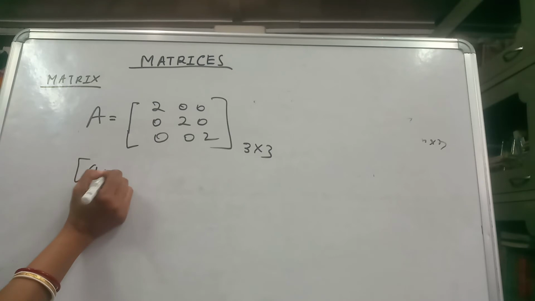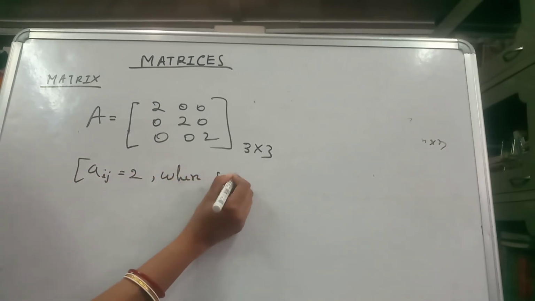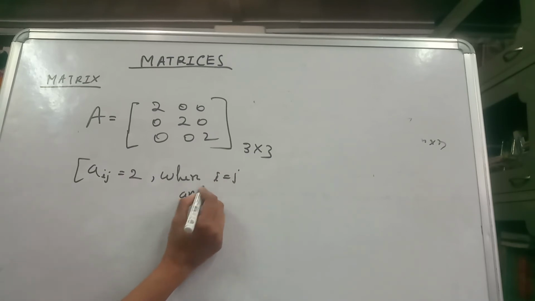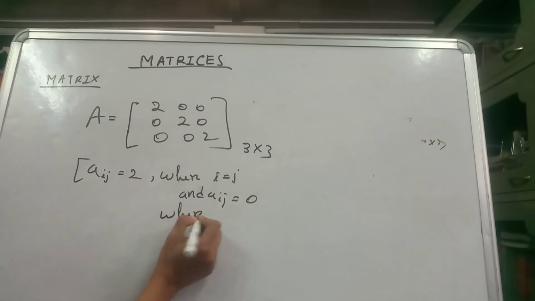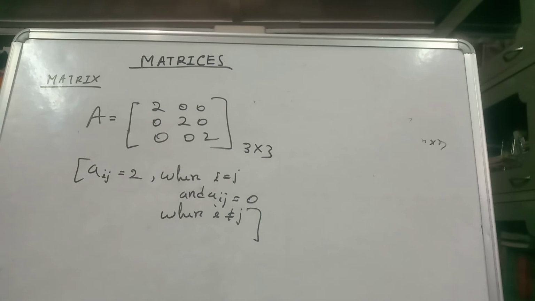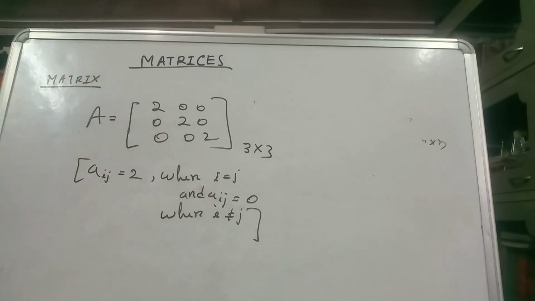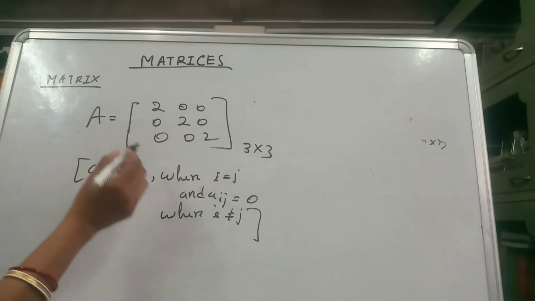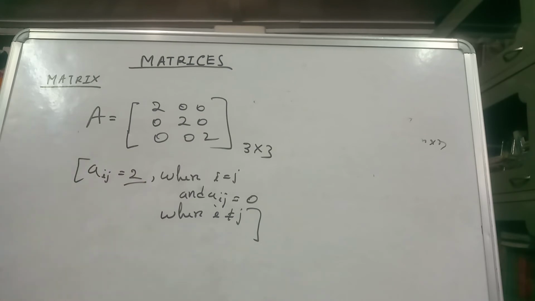Here aij equal to 2 when i equal to j, and aij equal to 0 when i is not equal to j. When i is not equal to j, that is row and column are not equal, then it is 0, and when row and column are equal, then aij equal to 2. It is an example. Here 2 may be any number. It will be a constant number.